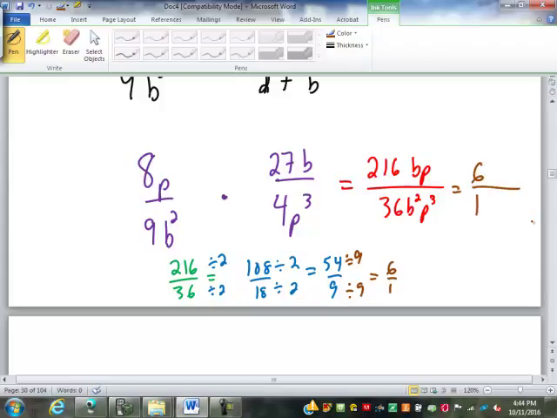Now how about my variables? Where's the b go? Bottom, what power? Just b, or 1, right? 2 minus 1 is 1. So it's b to the 1 or just b. Where's my p go? Bottom, power of 2. Good. 3 minus 1 is 2. So 6 over 1bp squared, or just 6 over bp squared. Those looking familiar?